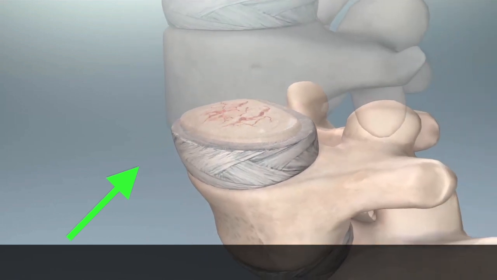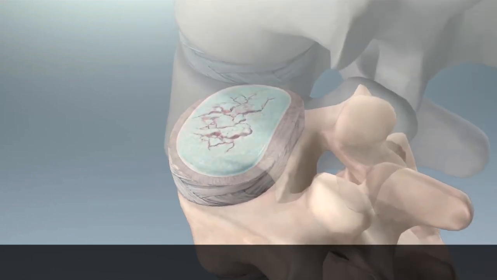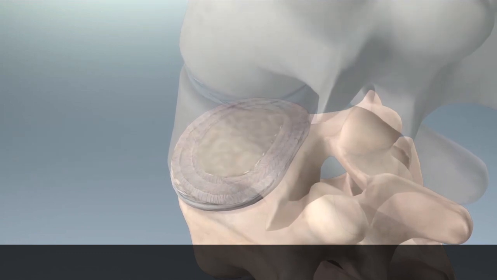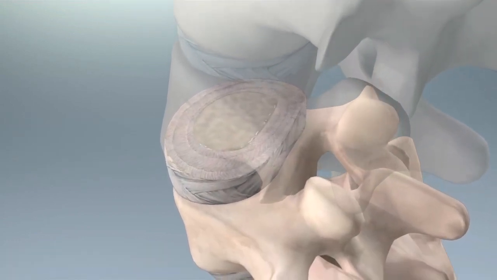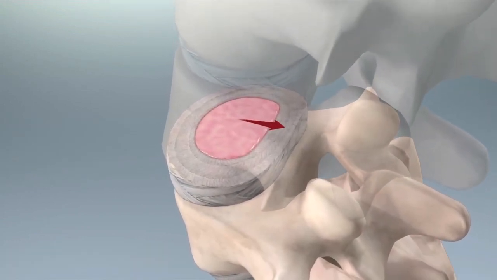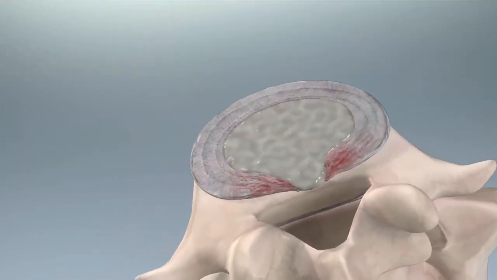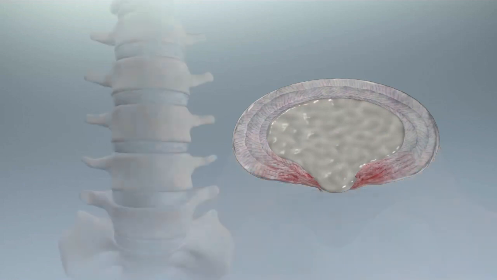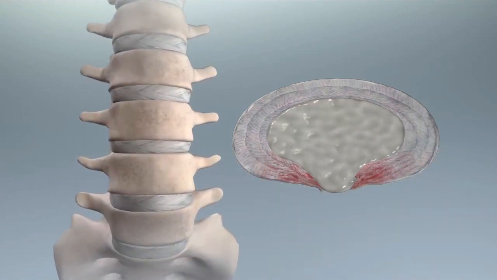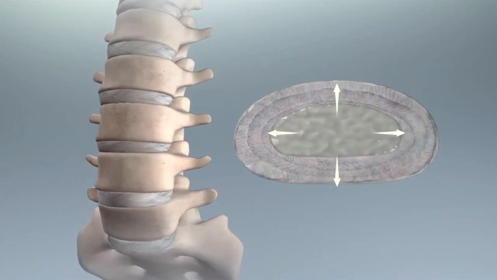It's this part which comes out and irritates the nerve, that is known as slip disc, and when it causes symptoms it is known as sciatica. As you can see in the arrow, this part that is bulging out is because the annulus fibrosus has torn.